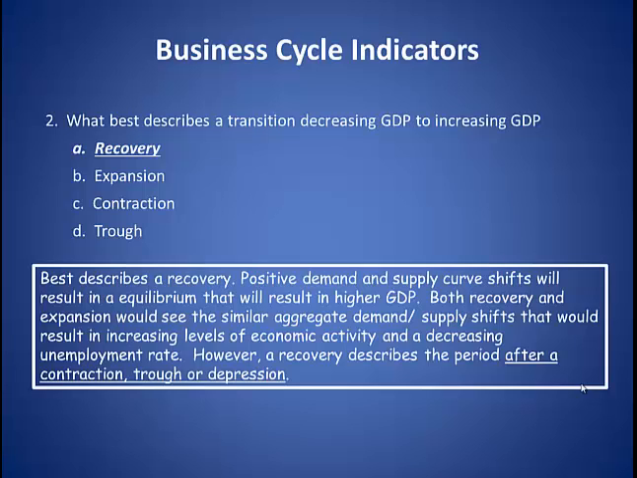Now, again, what will happen from an economic standpoint when we're having a recovery? Positive demand and supply curve shifts will result in an equilibrium that will result in a higher GDP. And we're going to have obviously increasing levels of economic activity and a decreasing unemployment rate.